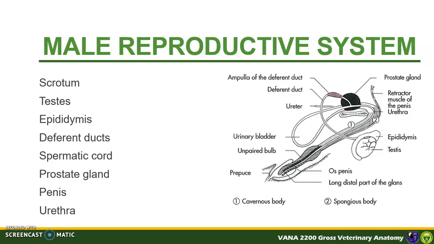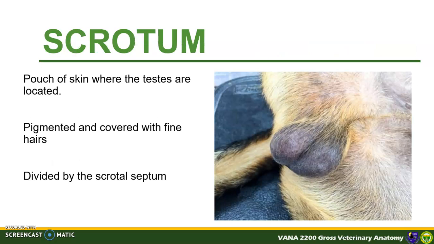In this module, we will tackle the different parts of a male reproductive system, which include the scrotum, testis, epididymis, deferent duct, the spermatic cord, the prostate gland, and the penis. Let us begin with the scrotum. The scrotum is a pouch of skin where the testes are located.